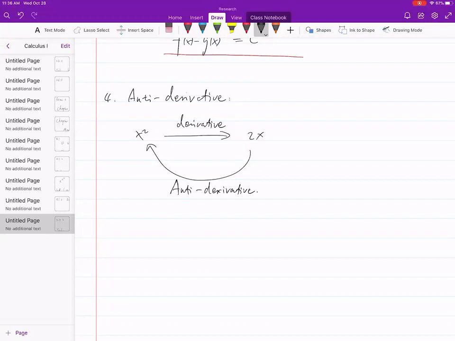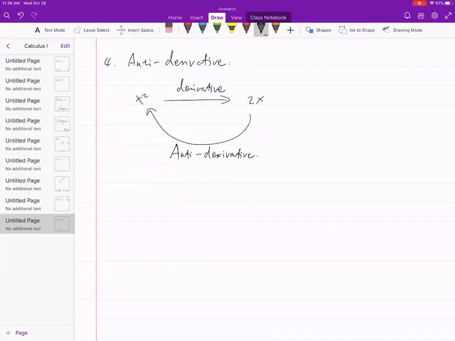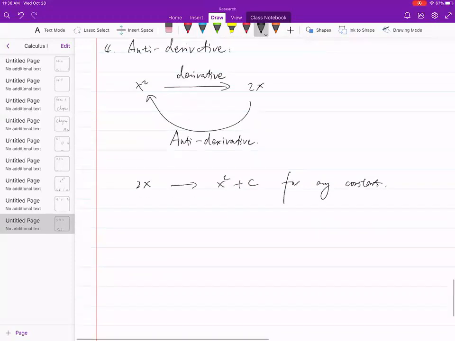Okay, but we can do something better. That is, go from 2x to this one plus a constant, for any constant. That will be all the possible cases. Sounds good? Okay. If I tell you cosine, do you know the antiderivative? Whose derivative is cosine? Sine. And sine x plus any constant, and no more.